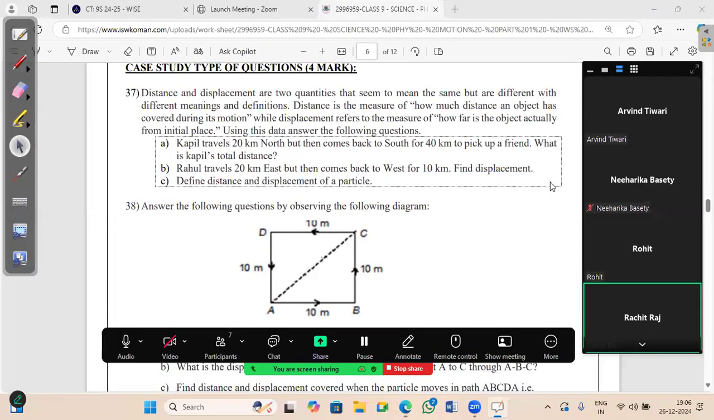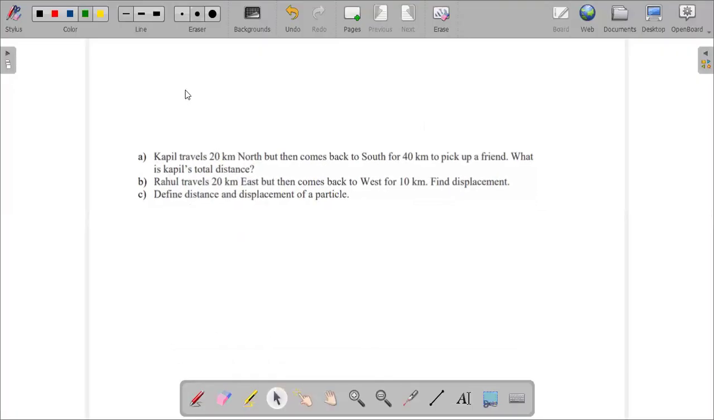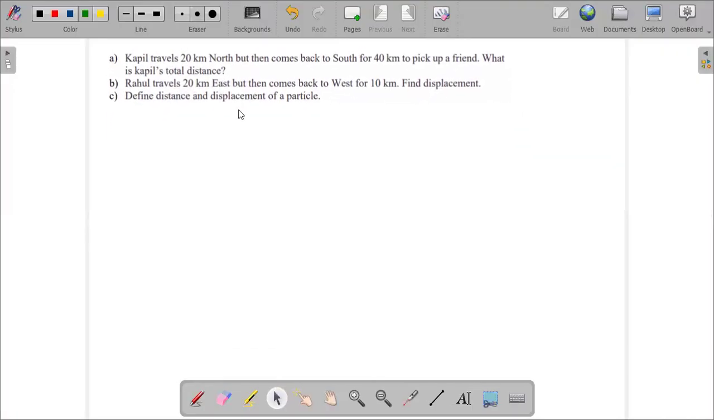First one is Kapil traveled 20 kilometer north. I'm solving that and you try the B part. Rahul traveled 20 kilometers east, but then comes back to west for 10 kilometer. Sir, 20 minus 10, 10 kilometer. Sir, we have to use Pythagoras theorem here, right? No, it's not Pythagoras, it's the distance formula.